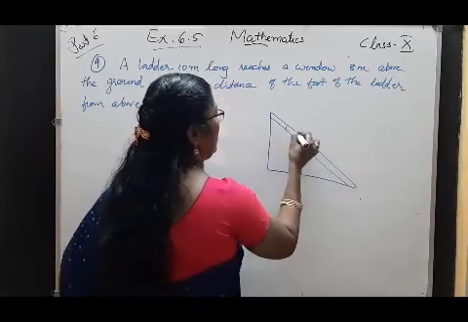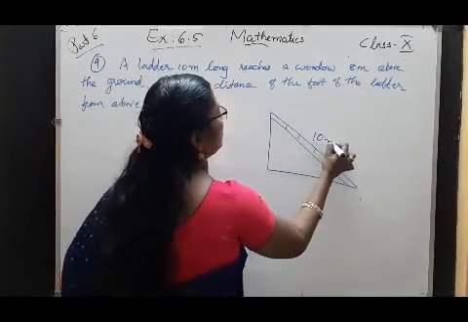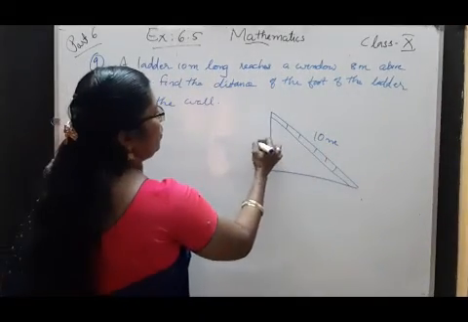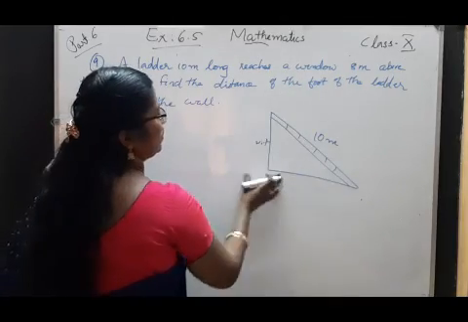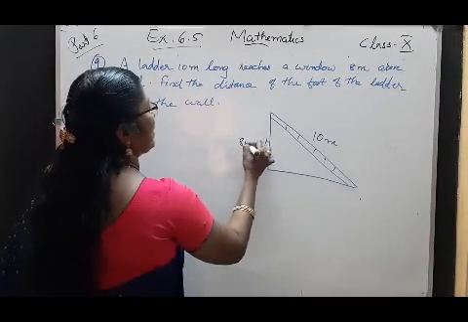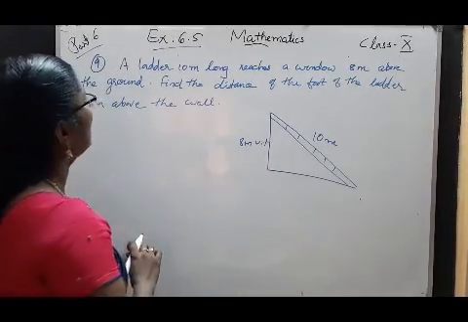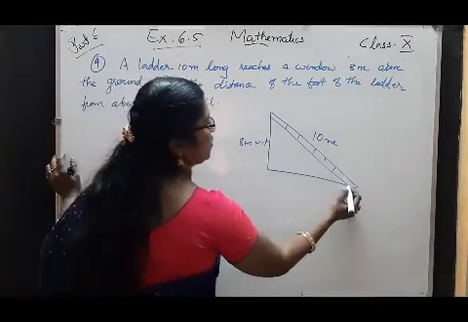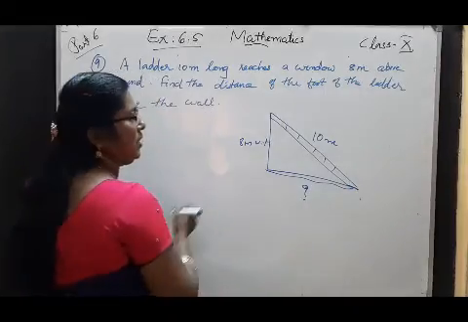This is a ladder. The ladder is 10 meter long. It reaches a window. This is a window, 8 meter above the ground. This is the ground. This is 8 meter above the ground. Find the distance of the foot of the ladder from the wall. This is the foot of the ladder from the wall. We want to find this distance.